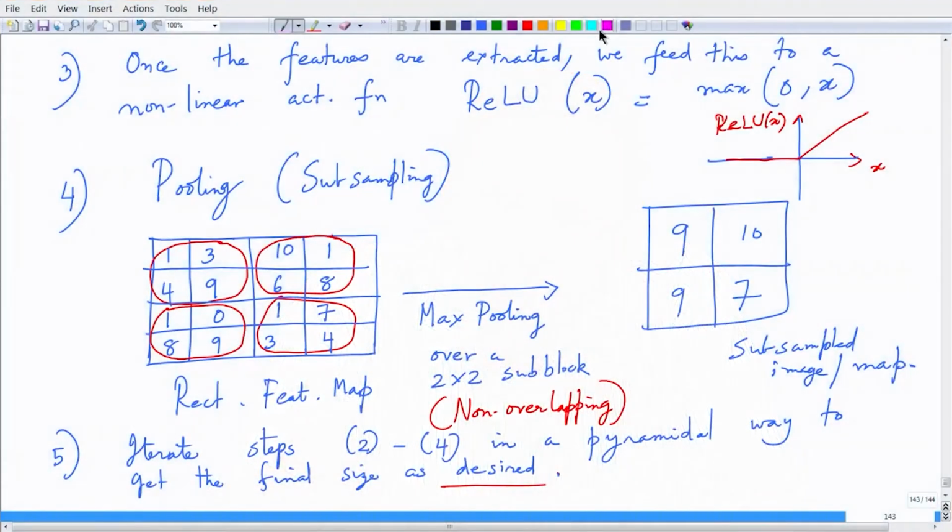So, to prevent this, we have the rectified linear unit. The rectified linear unit does this operation. It is max of 0 comma x. So, rectified linear unit acting on the input x gives max of 0 comma x. That means all negative values are limited to 0 and anything positive is kept at x.